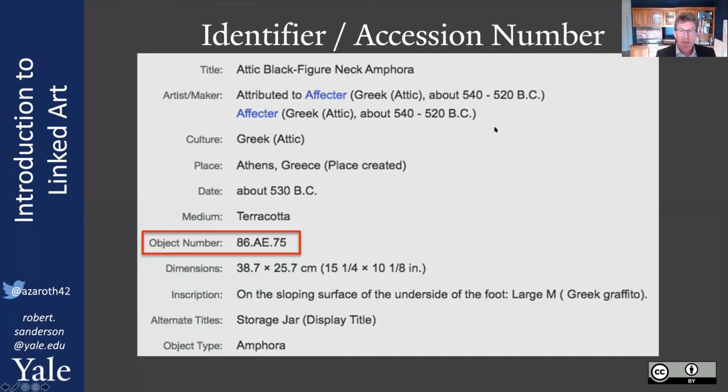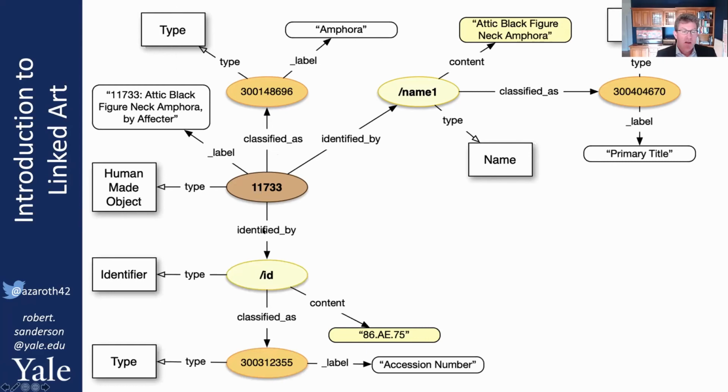We can use that same pattern to have identifiers as well as titles. So the object number, in this case an accession number, 86AE75. The object is identified by an identifier, but it shares exactly the same pattern of data as the name, in that it has a content, 86AE75, and it's classified as, in this case, an accession number rather than a title.